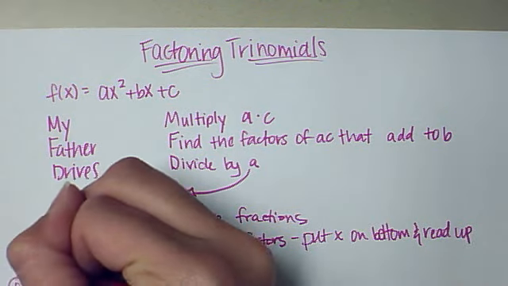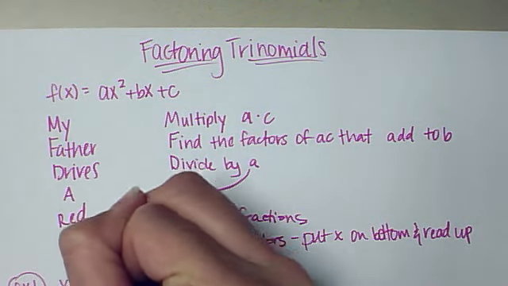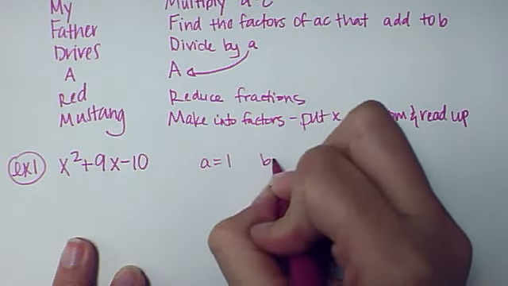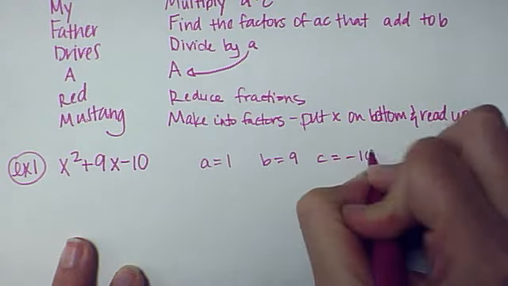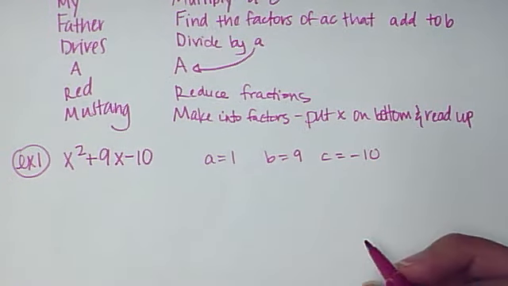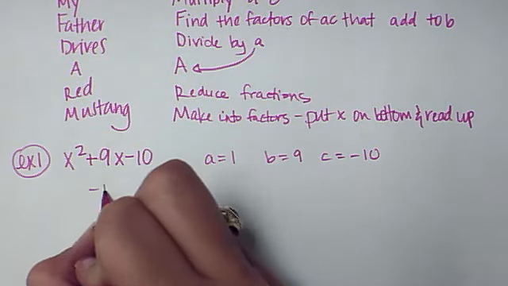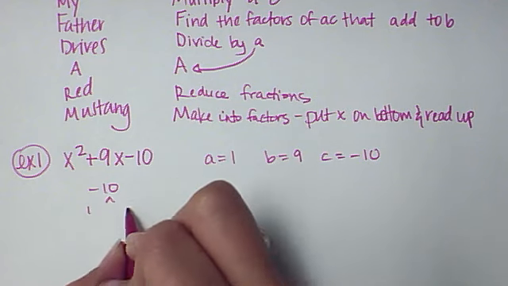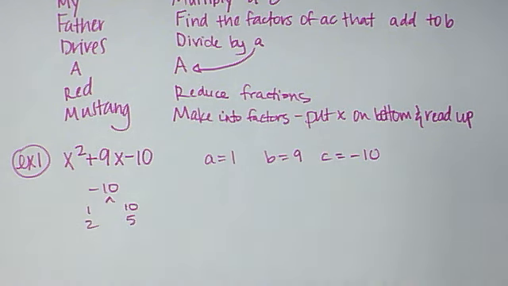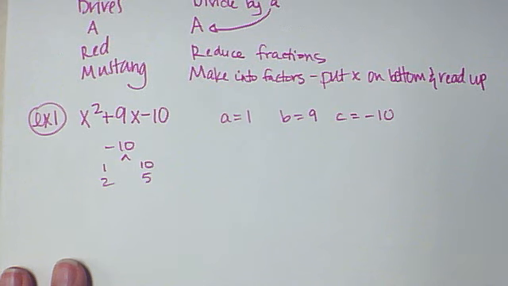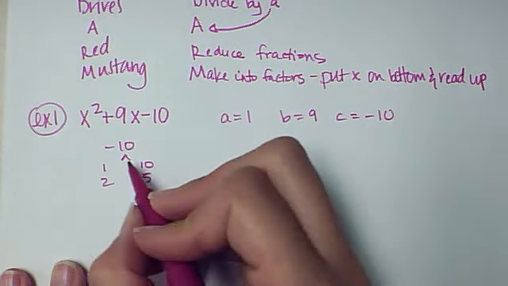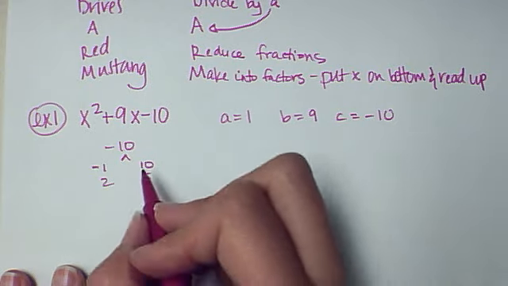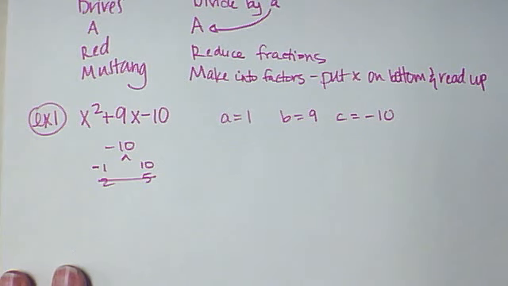Number 1, if I have x squared plus 9x minus 10. Okay, my A is 1, my B is 9, and my C is negative 10. We do take the signs. I'm going to multiply A times C. 1 times negative 10 is negative 10. I'm going to write out the factors. So I could have 1 times 10 or 2 times 5, right? I want to figure out what combination gives me 9. To get a negative, I have to multiply a positive times a negative. So if I have negative 1 times 10, 10 minus 1 is 9. So that's what I'm going to use.